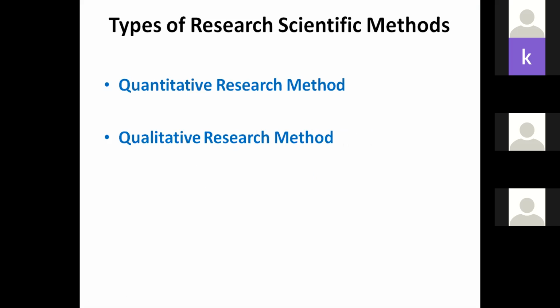Then comes types of research scientific methods. Before starting this, I just want to tell you one thing, that people get confused between the type of research paper and the type of research method. So these two are different things. Certain research papers will require you to collect your own data, which can be done through the use of research scientific methods.